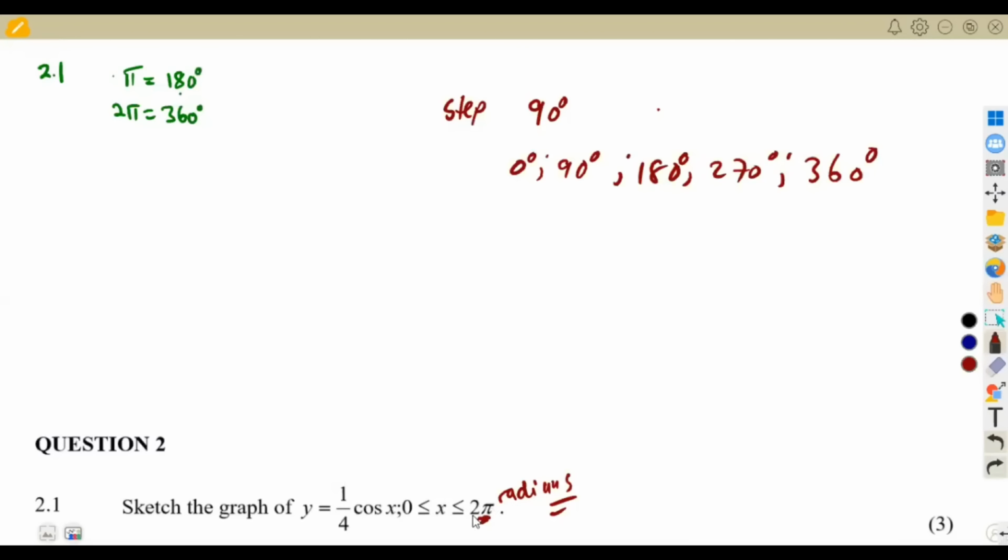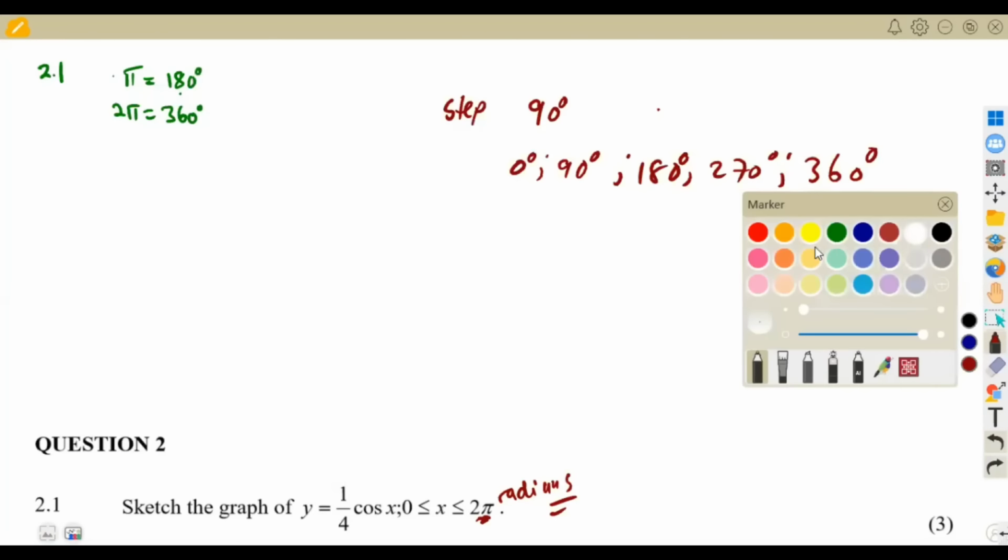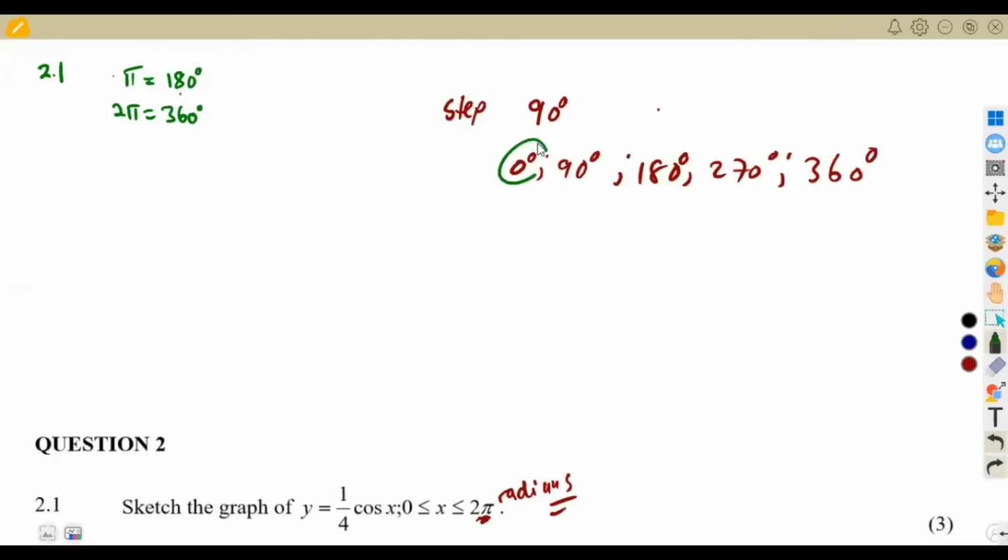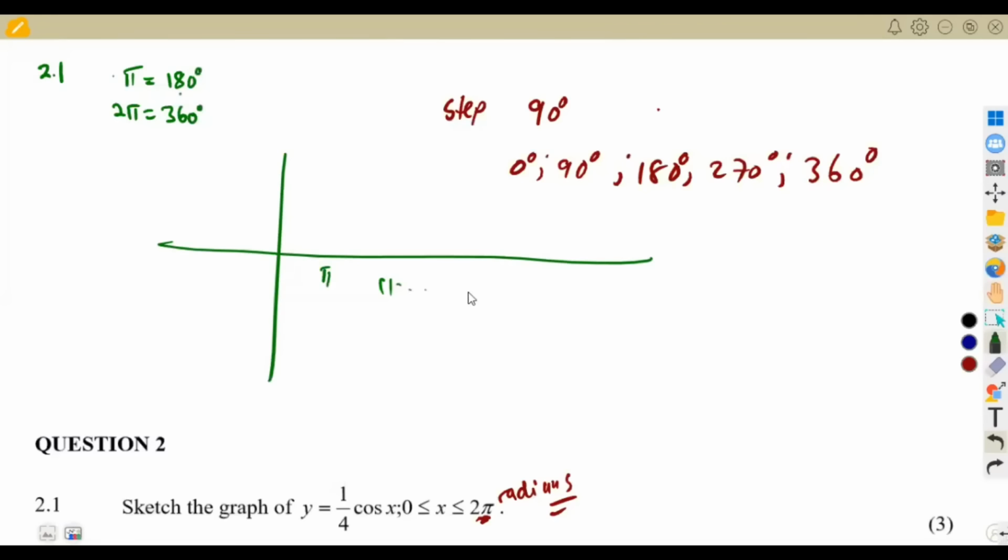But here we are given radians. So that means we are supposed to make a conversion of these angles that are in degrees to radians. Or you can simply have your angles in degrees, but since you are given this interval in radians, it means also on your graph, you are supposed to have your values in radians as they are.